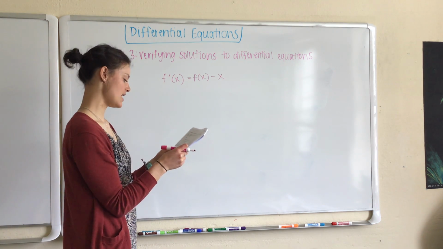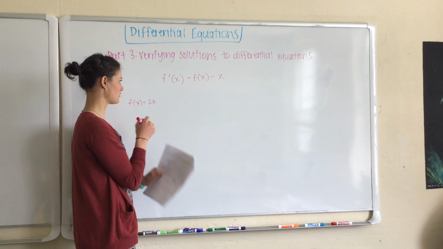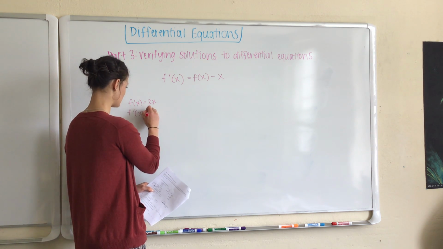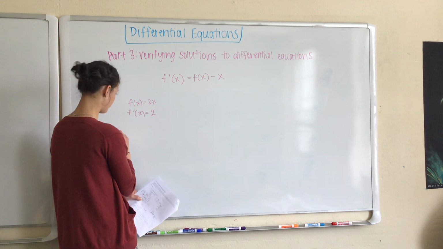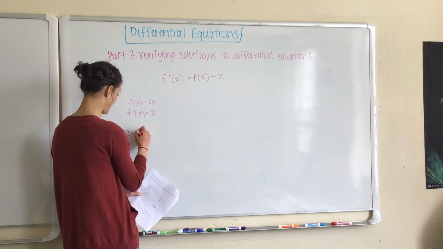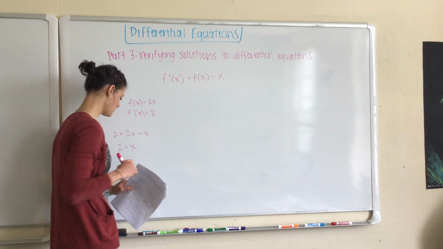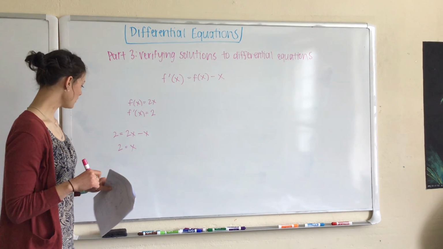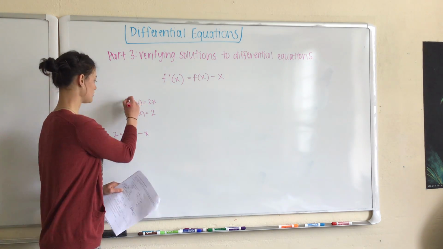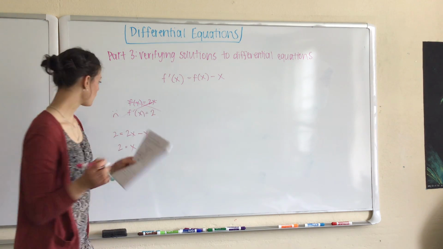Okay, so number 1 is f of x equals 2x, a solution. So again, in order to plug and chug, we need the derivative. F prime of x is equal to 2. So then we're going to have 2 is equal to f of x, which is 2x, minus x. So we're going to have 2 is equal to 2x minus x is x. 2 does not equal x. So is f of x equals 2x a solution? No, it is not. Frowny face. All right, what about our next one?